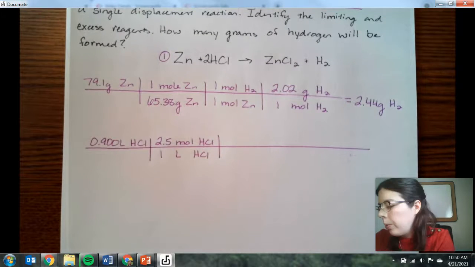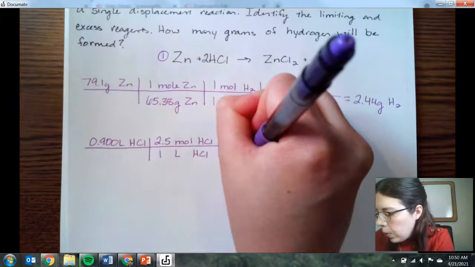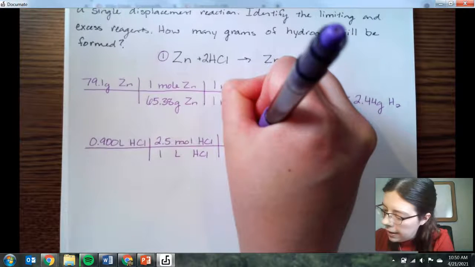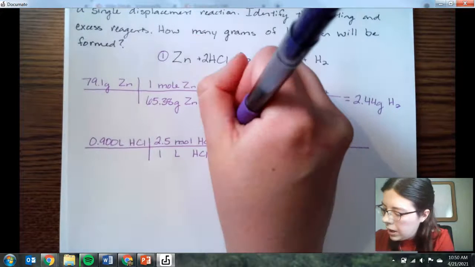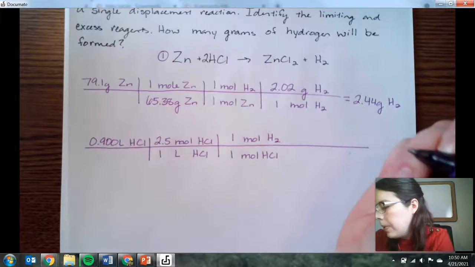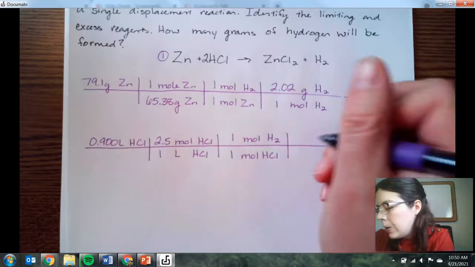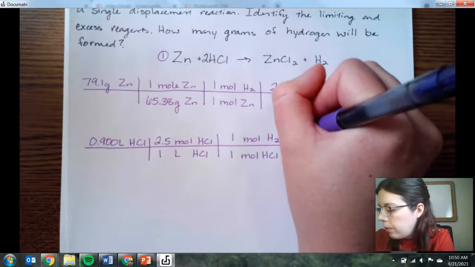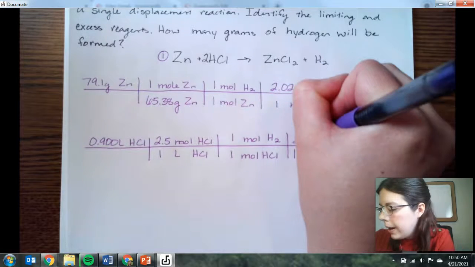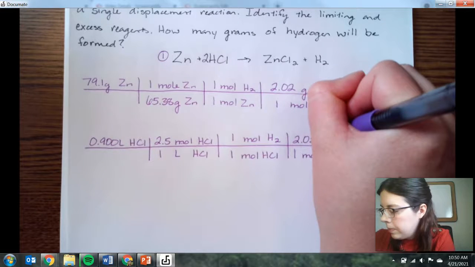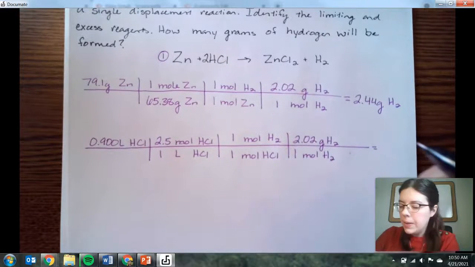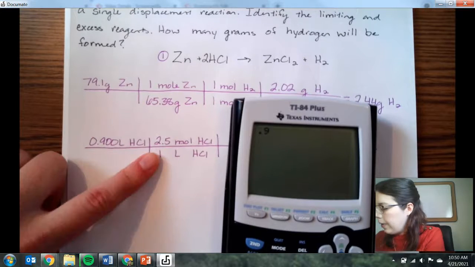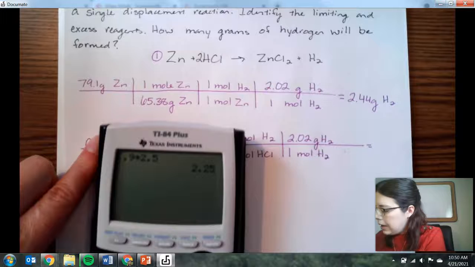Step 3 is my mole ratio. So I'm going to have moles of HCl going to moles of hydrogen gas. So that is 1-to-1 for my balanced chemical equation. And then the same step, I want to use the molar mass again of hydrogen to find the number of grams that I can produce. Okay, so numbers up on top, I multiply. Numbers on the bottom, I divide. So 0.9 times 2.5 times 2.02.